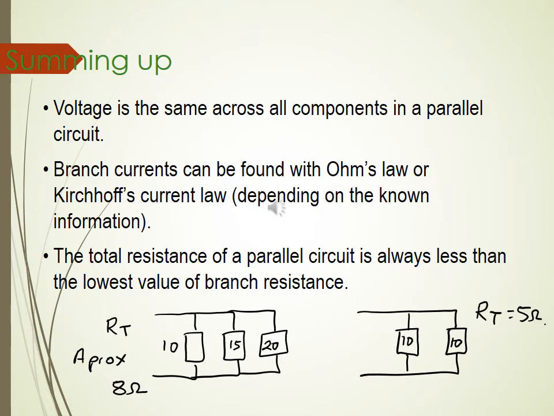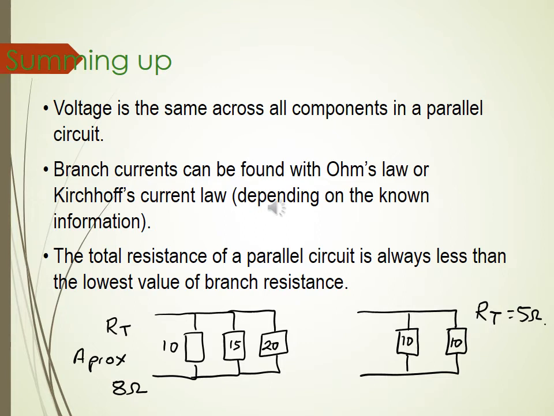Trying to explain that in the first little drawing, where we have a 10 ohm resistor in parallel with a 15 ohm resistor in parallel with a 20 ohm resistor. If you actually work that out, I'm sure your answer will certainly be slightly less than the smallest resistor, which is the 10 ohm resistor. So the answer will be approximately 8 ohms. I haven't actually worked that out, but have a crack at that and see whether my answer is correct.